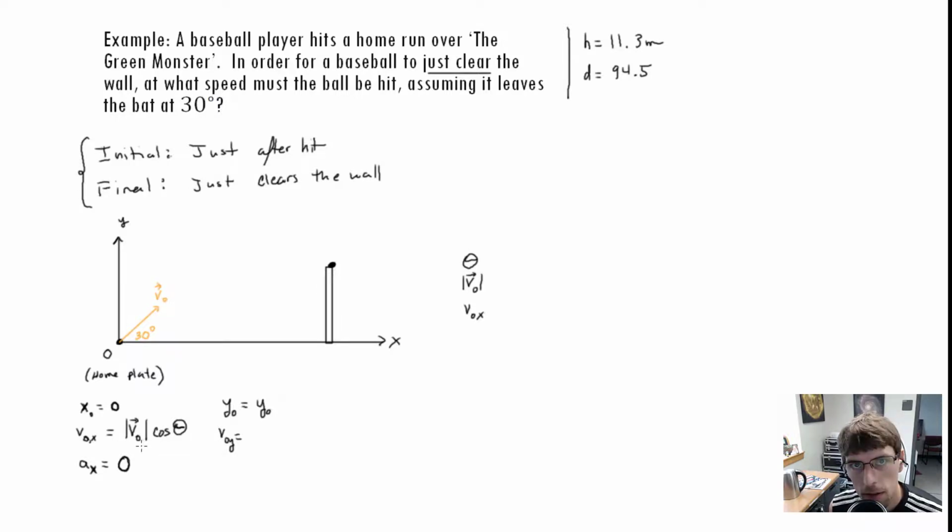Thinking about what we did in the x direction, we could do the same thing in the y direction. We have v naught, the magnitude of the speed, times sine of the angle.